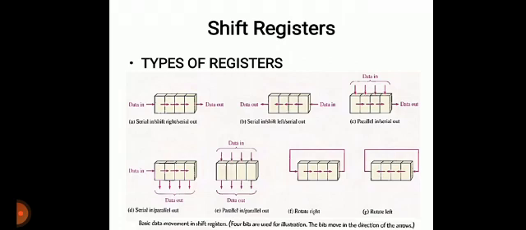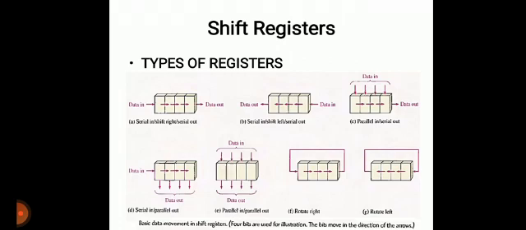Basically, there are four types of shift registers based on applying the inputs and accessing the outputs. The first one you can see is the serial in serial out shift register, which is also called SISO. Next is the serial in parallel out shift register, which is called SIPO. Next, the parallel in serial out shift register and the parallel in parallel out shift register.